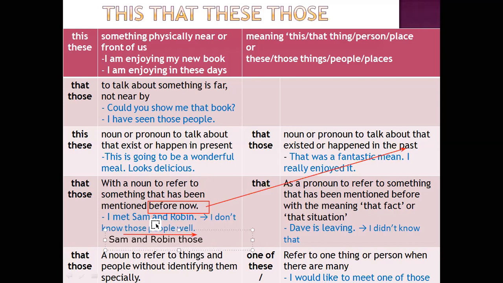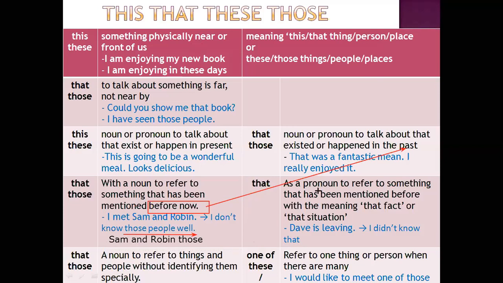For example, I met Sam and Robin. I don't know Sam and Robin. Does it sound proper? It doesn't, does it? Instead of repeating, we can use those to refer to Sam and Robin, okay? So next one, another point over here.